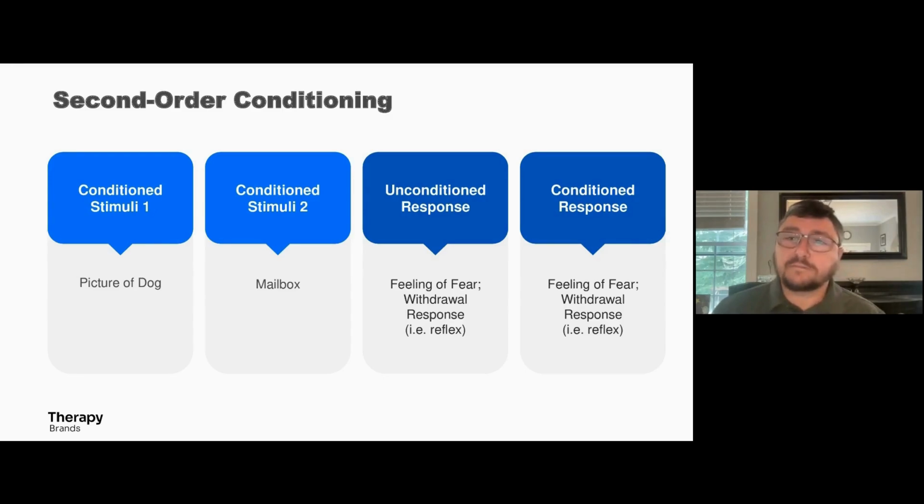Or higher order conditioning. So we're presenting the conditioned stimuli, right? If we go back to the original example, the first conditioned stimulus is a picture of a dog. If that's paired with a mailbox, say, that's your second conditioned stimulus. And in theory, the second stimulus will also elicit the fear response. But here's the deal, right?